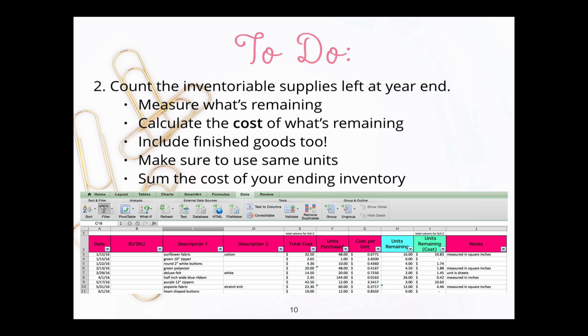When you're doing your count, do not forget to count not only your raw materials and supplies still sitting on your shelf, but also your finished goods that haven't sold as of year end. The cost of those items needs to be included in your ending inventory as well.